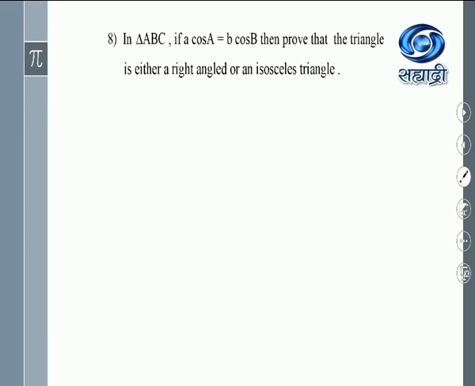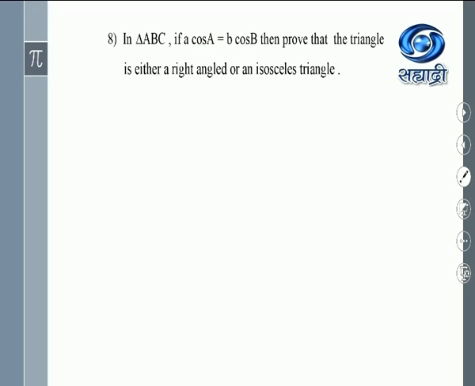Now question number 8. In triangle ABC, if A cos A is equal to B cos B, then prove that the triangle is either right angled or an isosceles triangle. The condition given is what?